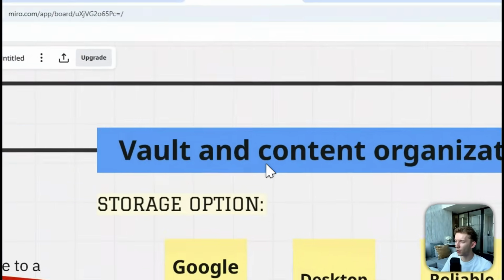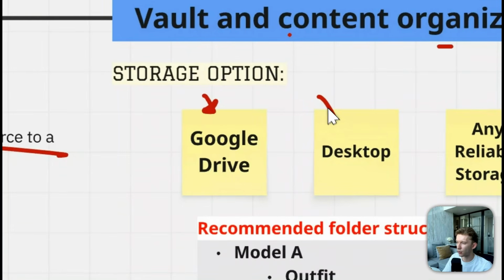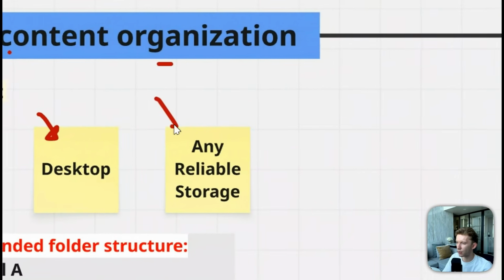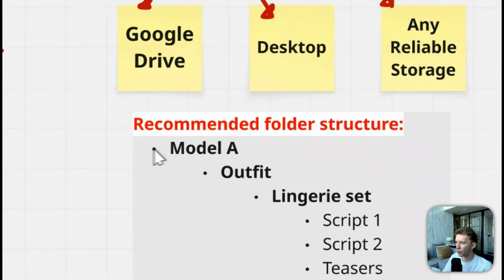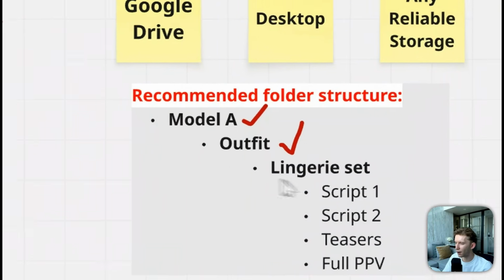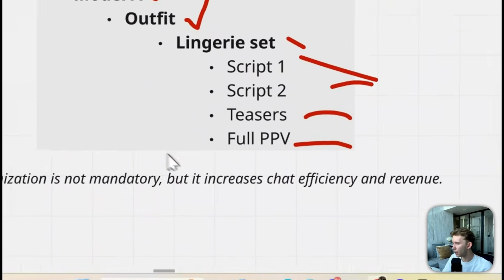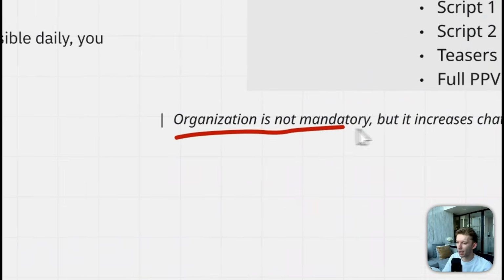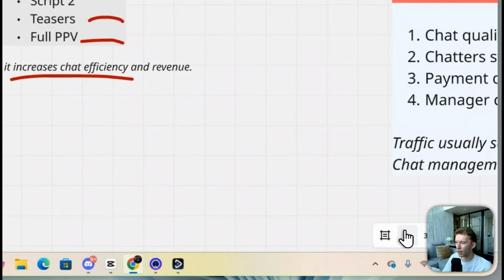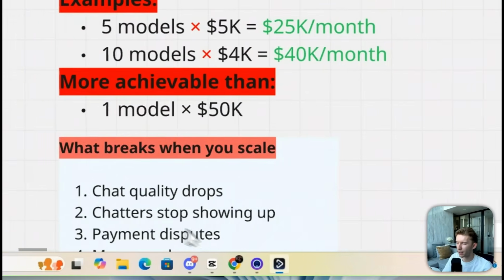So in terms of your vault content organization, obviously you're going to use Google Drive. You can store it on your desktop as well, or any reliable storage. Obviously, for a model, you can name the first folder Model A. Then you can do outfit scripts, lingerie, script 1, script 2, teasers, full pay-per-views. Again, it's not mandatory, but it increases efficiency for long-term scaling, so it's ideal to do that.